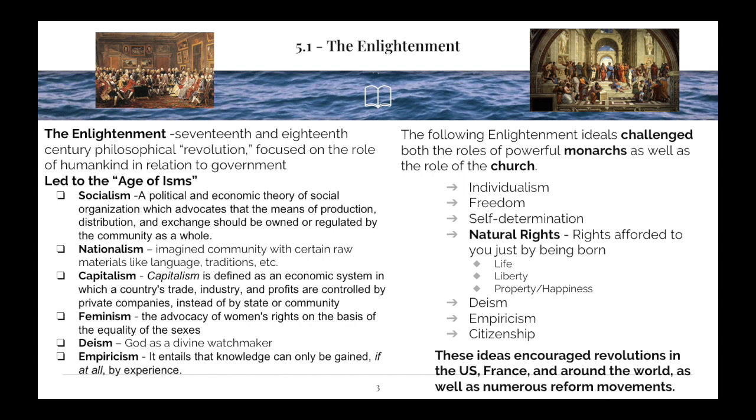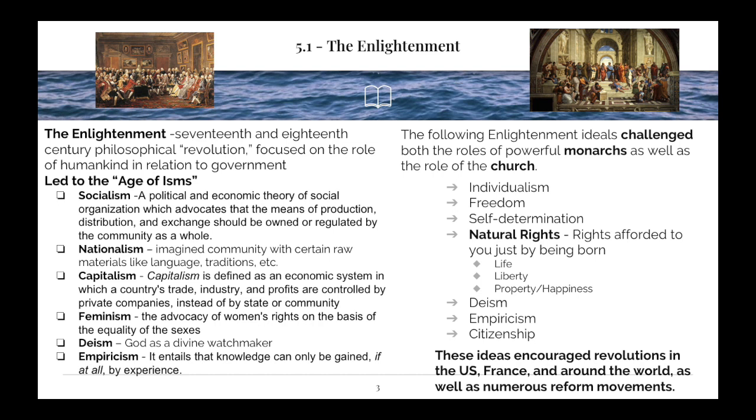The Enlightenment, what was it? It was a 17th and 18th century philosophical and intellectual revolution. Enlightenment thought, particularly political Enlightenment thought, focused on the role of humankind and government. Some of the consequences of the Enlightenment are it led to the age of isms. There's a lot of ideologies in this period. Remember, ideologies are action-oriented belief systems. Take a look at the list below.